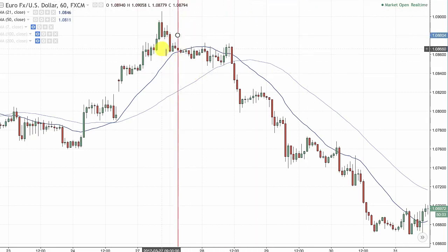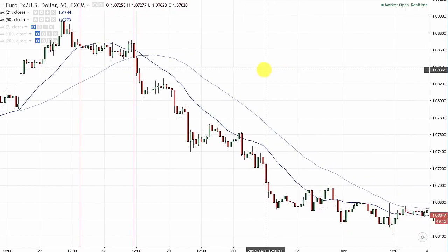And when we compare to the 50, price stayed above the 50-period moving average until this candle here. So you can see obviously the signal in the 20-period moving average comes much faster, and the 50-period moving average is much slower than the 20.